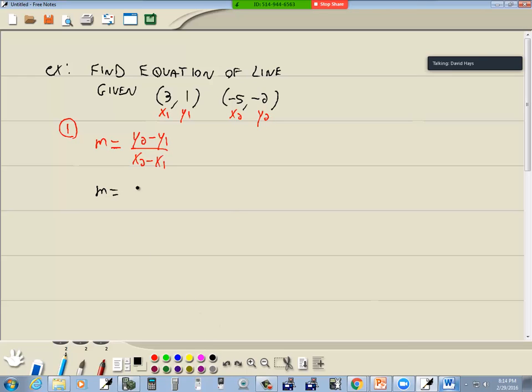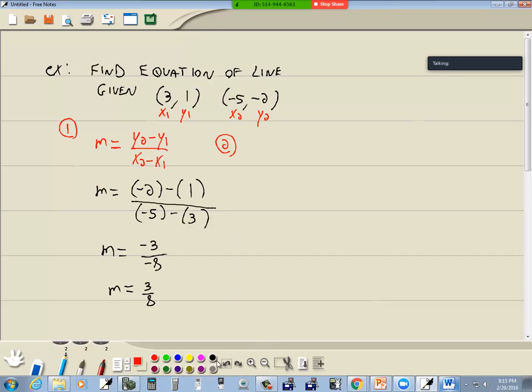Remember earlier I said that you should always put parentheses in before you plug in your numbers. Sometimes it helps you, sometimes it doesn't do anything, but it helps reduce sign errors. Now y2 we said was negative 2 minus y1, which we said was 1. x2 is negative 5 and x1 is 3. Negative 2 minus 1 gives us negative 3. And negative 5 minus 3 gives us negative 8. Now remember, a negative divided by a negative gives you a positive, so that becomes m is equal to 3/8. Now step 2.